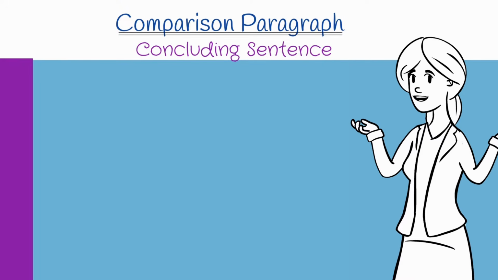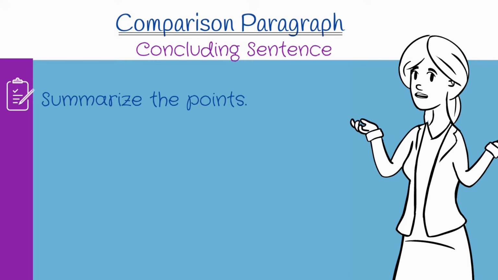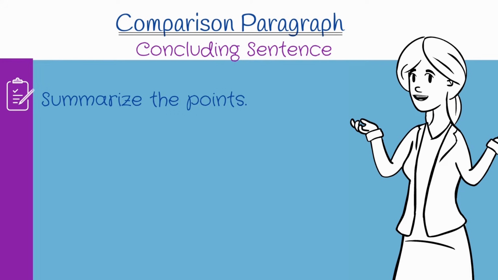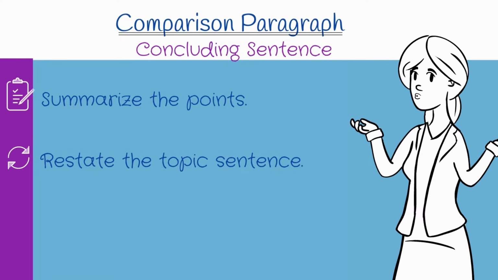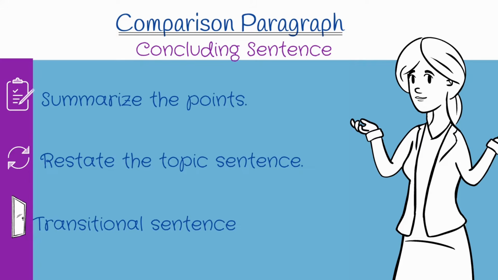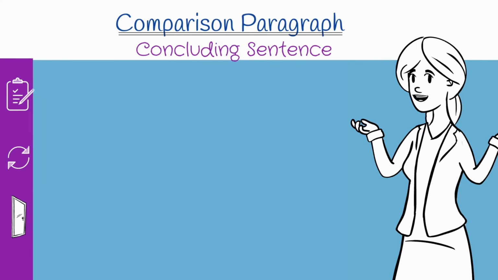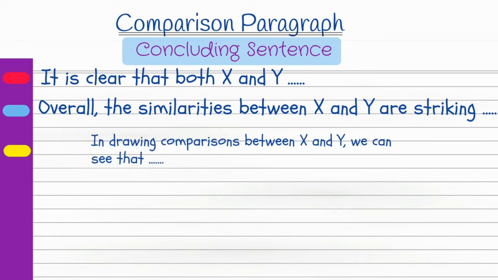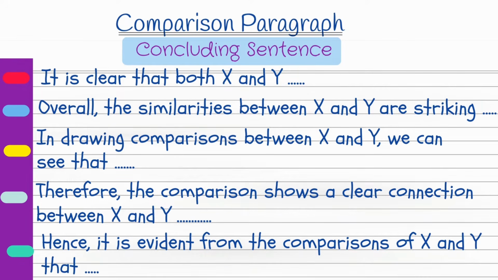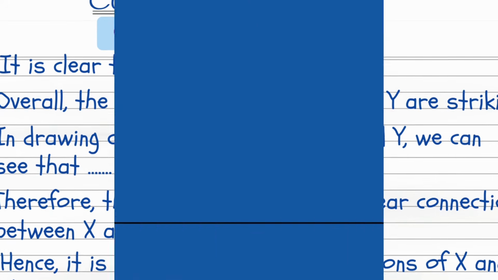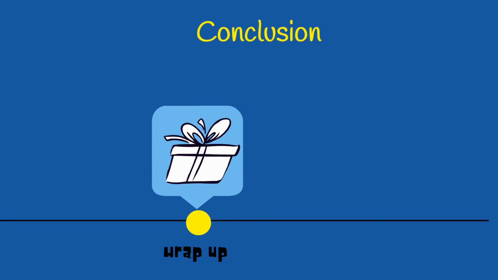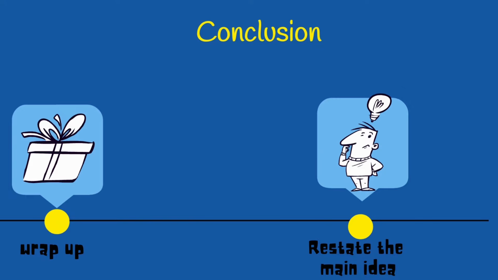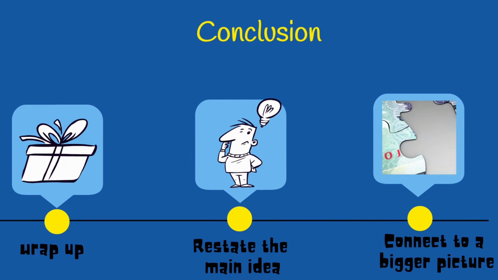Concluding a paragraph effectively often involves summarizing the points made in the paragraph, restating the topic sentence or main idea in a new way, or providing a transitional sentence that leads into the following paragraph. And here are some phrases that may help. Remember, a conclusion wraps up what's been discussed, reminds the reader of the main idea, and connects everything to a bigger picture.